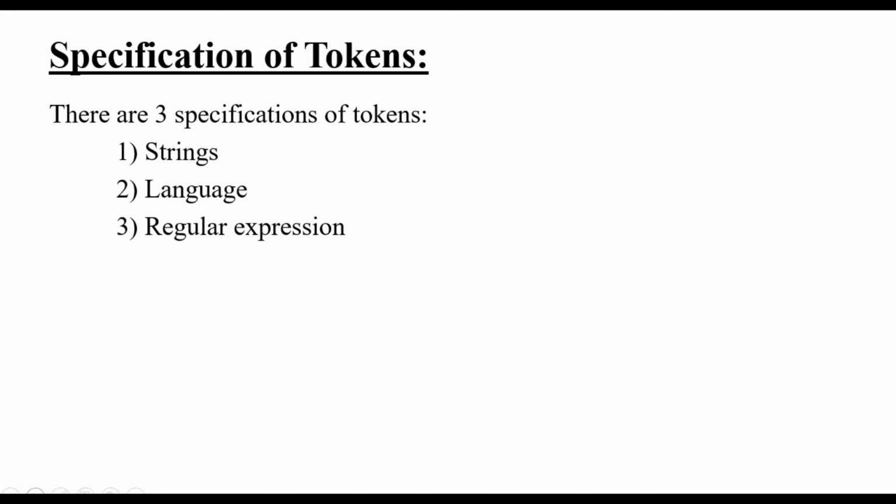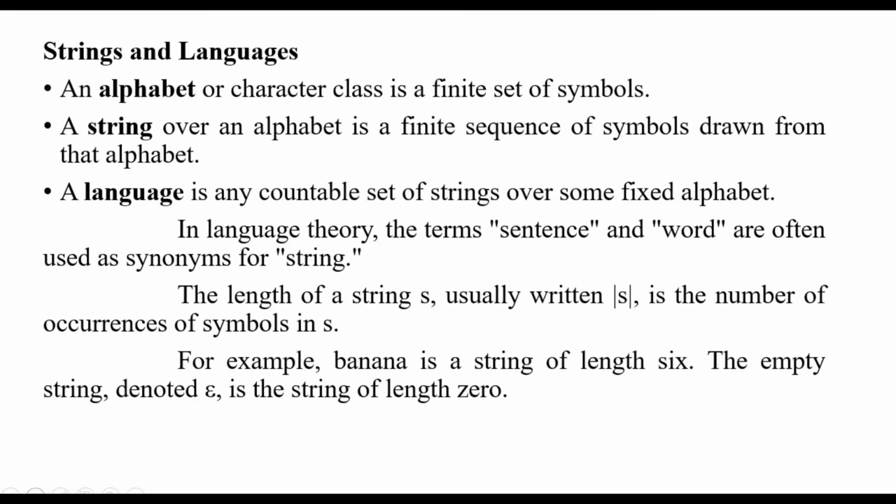So what is a regular language? The language defined by regular grammar is known as a regular language. Then what is regular grammar? The grammar defined by a regular expression is known as regular grammar. So there are three specifications of tokens. First, strings, second, language, and third, regular expression. Strings and language.